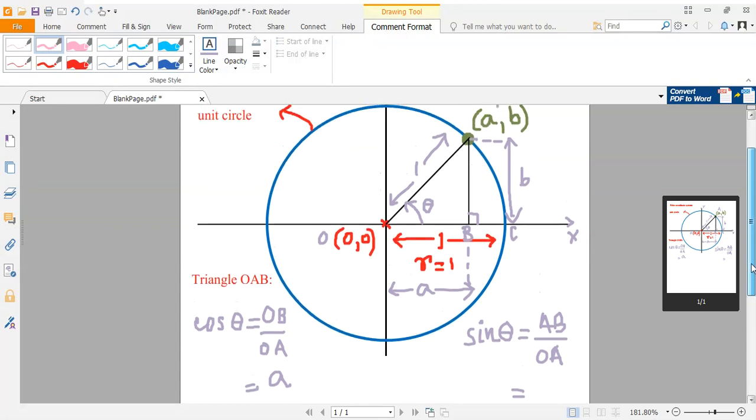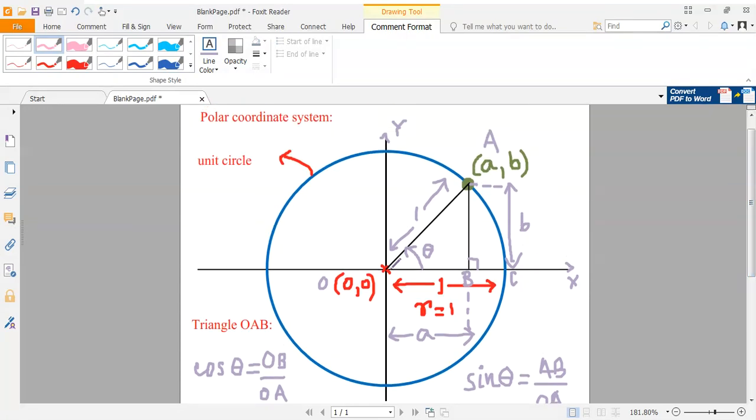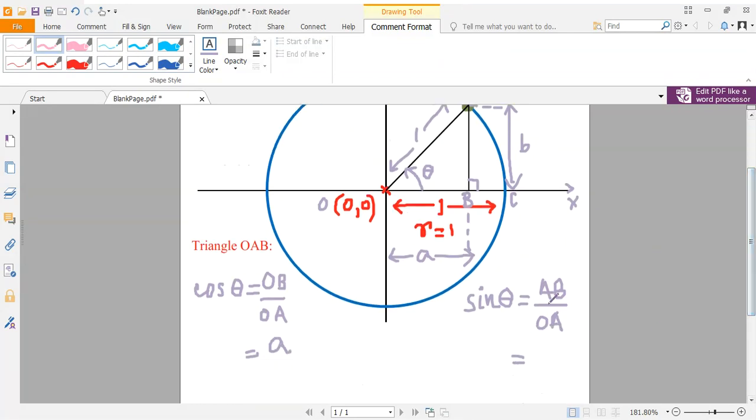Now what's the numerator now? Again, we just discussed that OB is A, and from the point B, we went up by distance B, right? We went up by distance B. This distance is B. So this distance, AB, is B units, as I have mentioned here. So this AB is actually B.